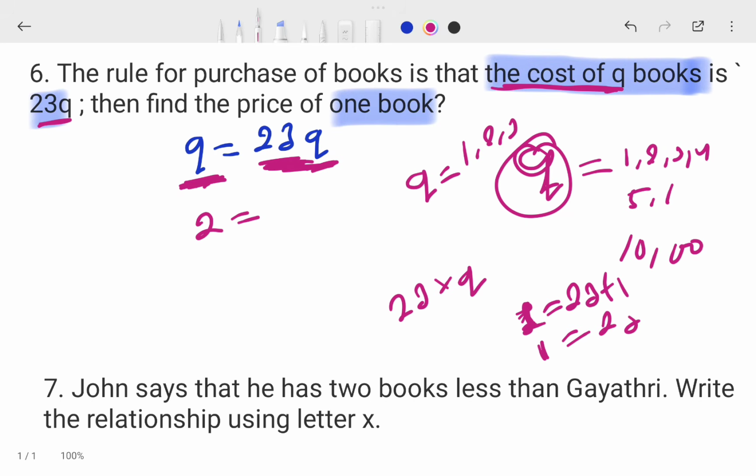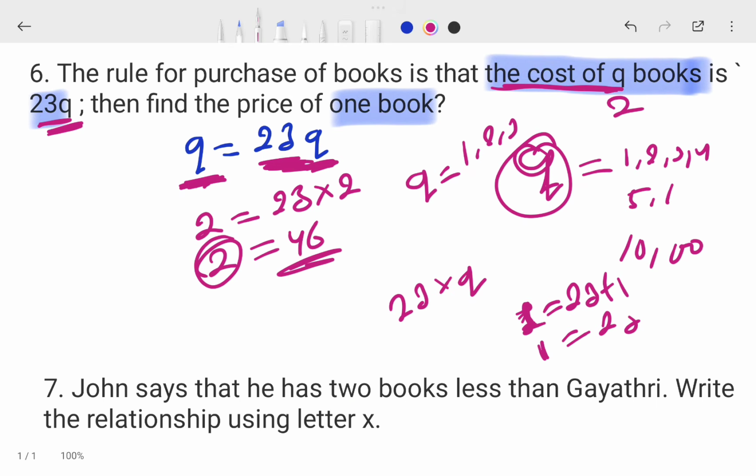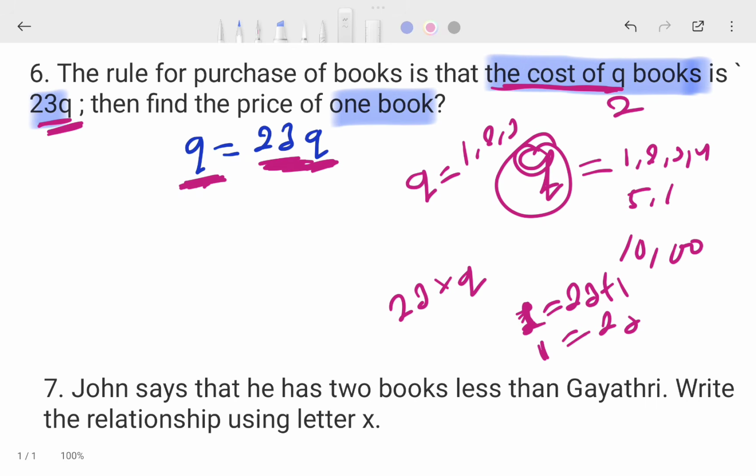Let's suppose it is asking about two books, so q will become 2. If it is telling the cost of two books, apart from q it is writing two books, then what will be the answer? 2 into 23. Where is q? It is here, and this q becomes 2. So what will be the cost of two books? It will be 46 rupees. So generally this is our answer. Now this is telling that the cost of q books is 23q.